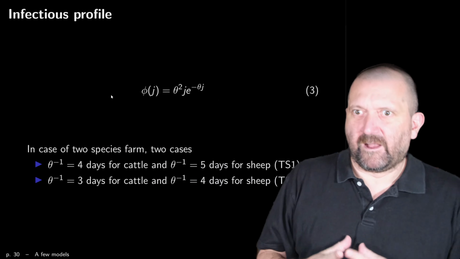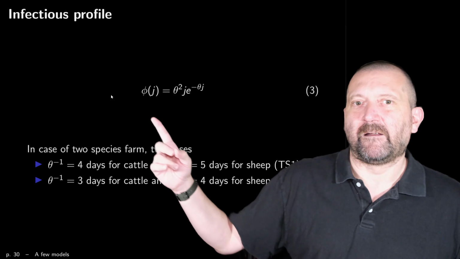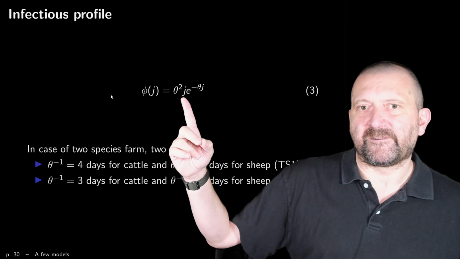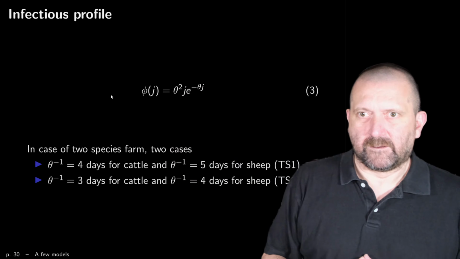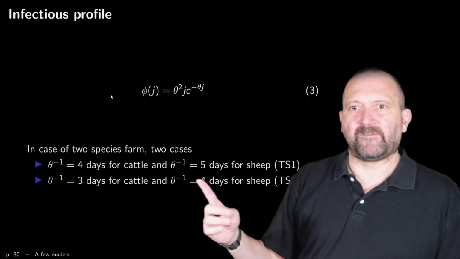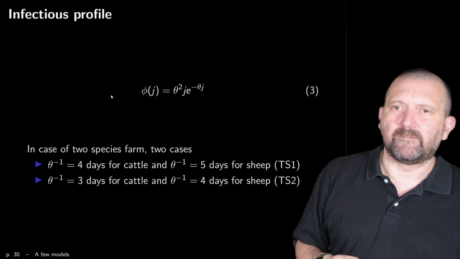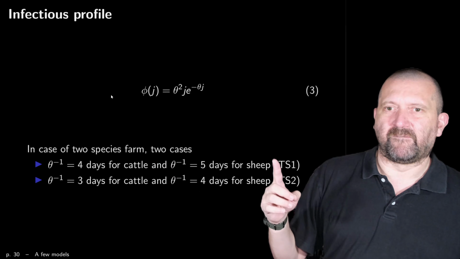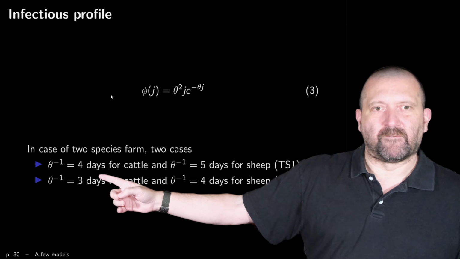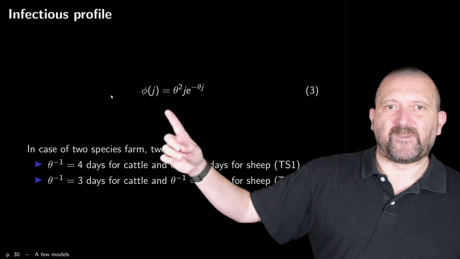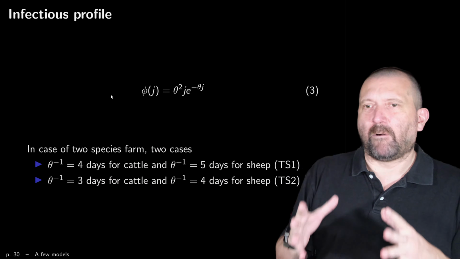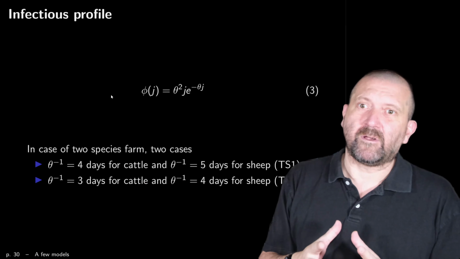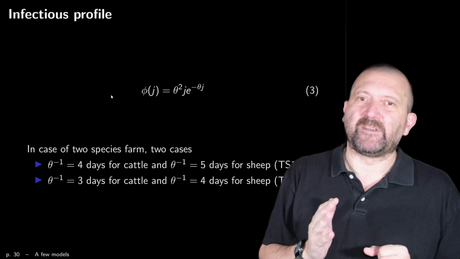Okay. In terms of setting infectivity, what they consider is a function like this. They have phi of j, which is theta squared j e to minus theta j. Okay, and in the figures, I'll show you one figure a little later. They consider two scenarios that they label TS1 and TS2, and one of them is saying that theta, the inverse of theta, is how long until the peak of infectivity.